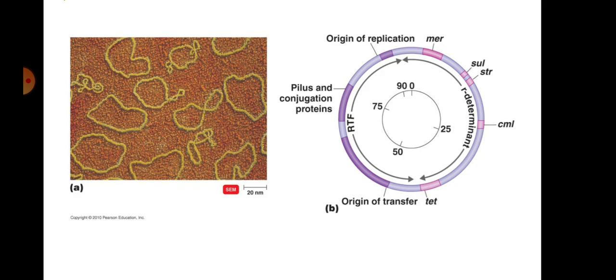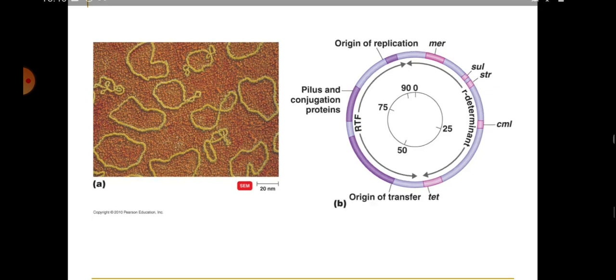This is the electron micrograph picture of this plasmid. You can see the origin of replication. There is a MER gene, SUL gene, STR gene, CML gene. These are R determinants. The TET gene's origin of transfer starts from here. RTF and pilus and conjugation proteins are present, and that is how this is a recombinant gene.